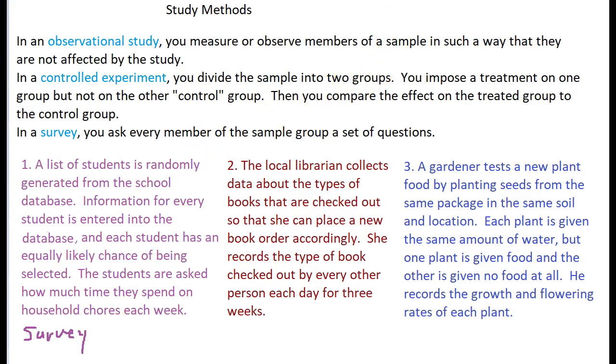Next we have a local librarian collects data about the types of books that are checked out so that she can place a new order accordingly. She records the type of book checked out by every other person each day for 3 weeks. Now, this is an observational study because she's making it from observations, what she observes from people checking out. So, observational study.